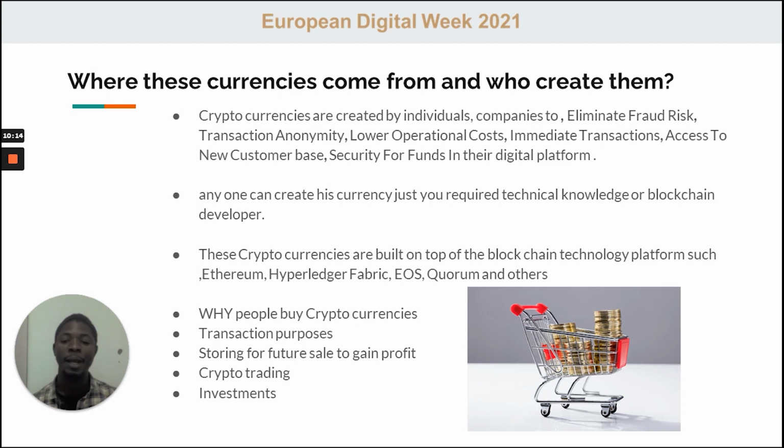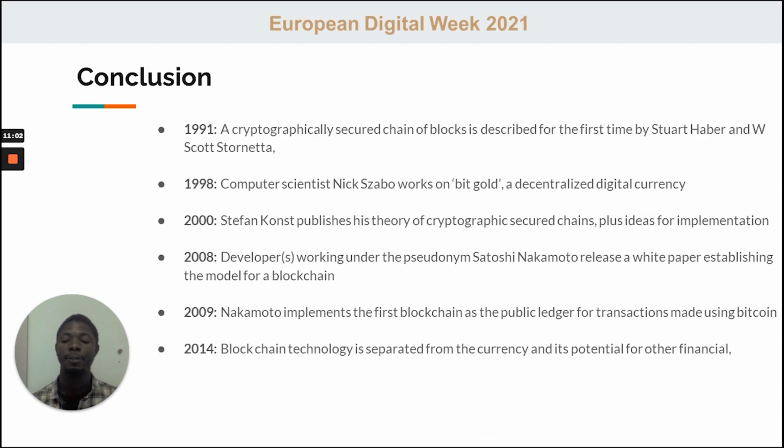But if you look at the question of why people buy cryptocurrency or invest in it, the simple answer is, first, for transaction purposes, because of the lower cost and immediacy of the transaction. Second, it is for storing the crypto in order to gain a profit later, because people now realize that crypto is growing. The potential of the currency is out there, known to everyone. So they buy these currencies and store them, and for future use they sell them at a higher price that is more worthwhile to them. People also buy cryptocurrency for crypto trading, and the last one is for investment.